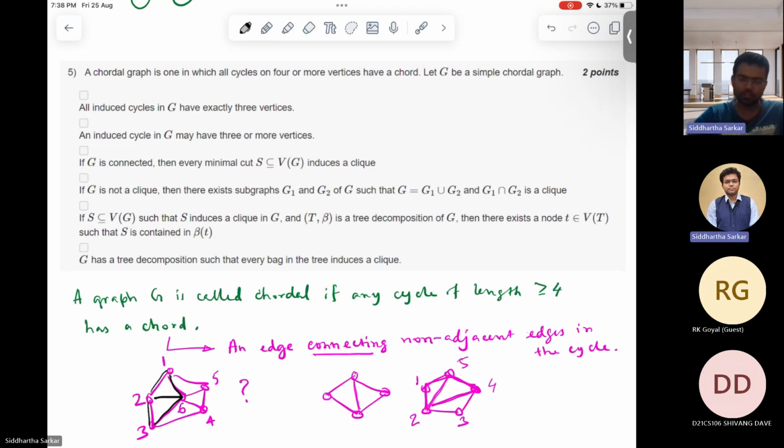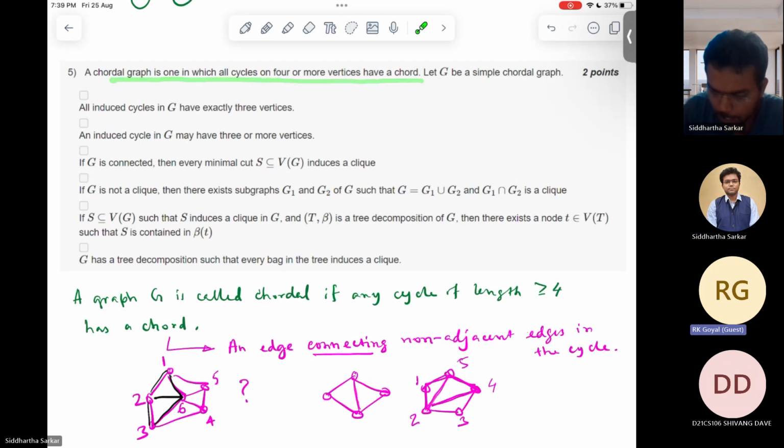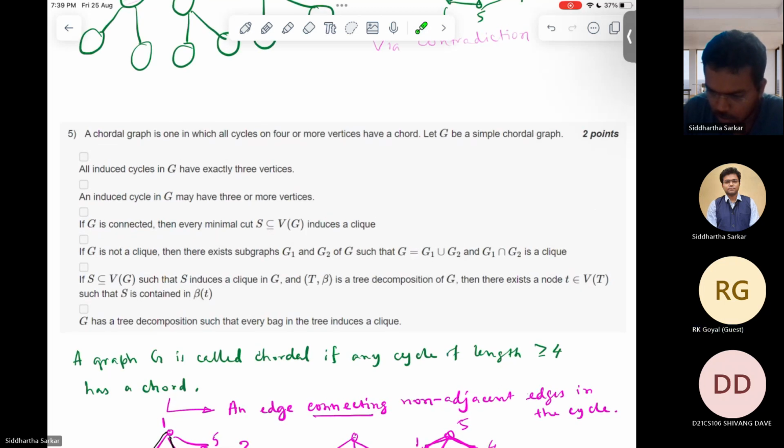Okay. So now we are on the same page about what a chordal graph is, and now we can read the question. A chordal graph is one in which all cycles on four or more vertices have a chord. Can you slightly scroll it down a bit? Thank you.